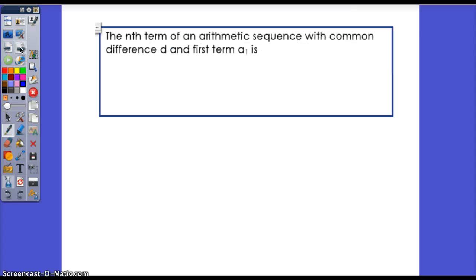Please turn to the second page of your notes, and we're going to write this formula down one more time. It says the nth term of an arithmetic sequence with a common difference, d, and first term, a sub 1, is, and you should have written this down on the front, see if you can remember it, a sub n equals a sub 1 plus n minus 1 times d.